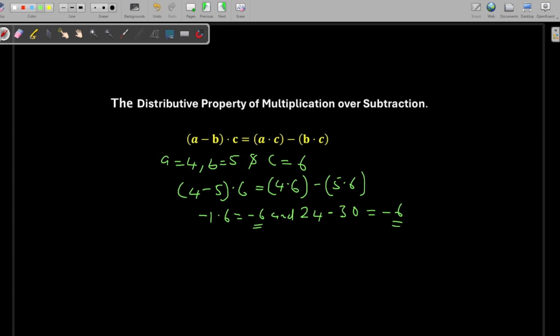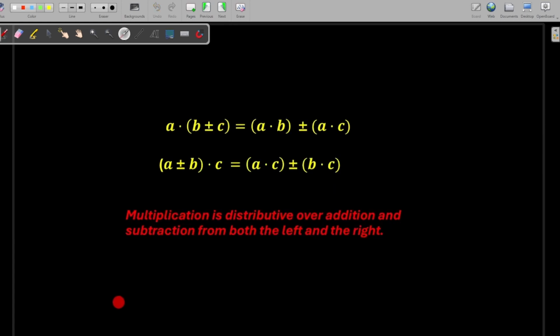So you can see that from the two examples we just did, we found that multiplication is distributive over subtraction from both the left and the right. As you can see so far, we've been able to prove that multiplication is distributive over addition and subtraction from both the left and the right hand side. Now, how does division spread over addition and subtraction?